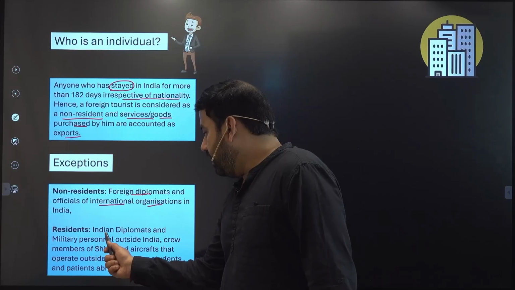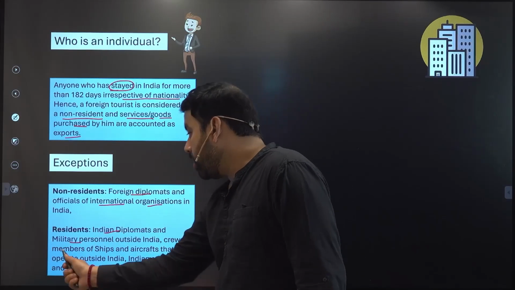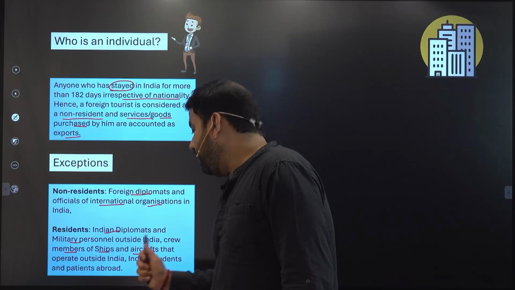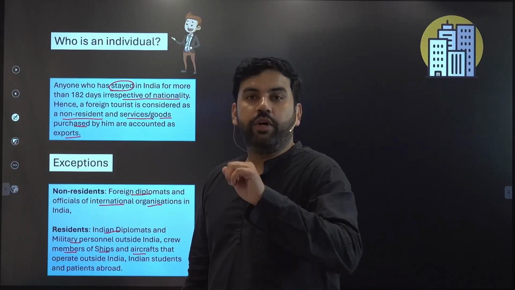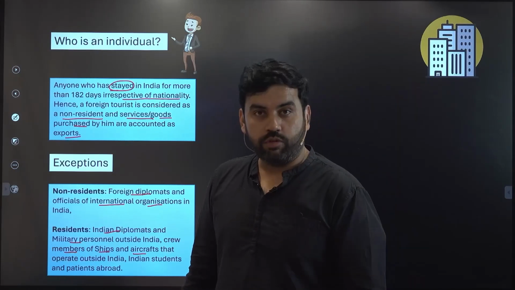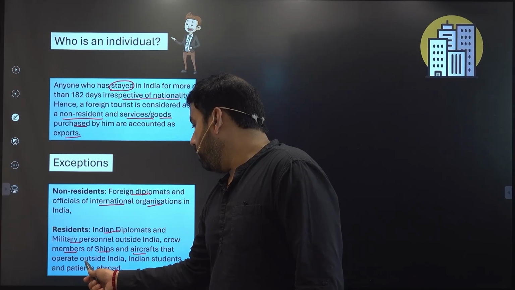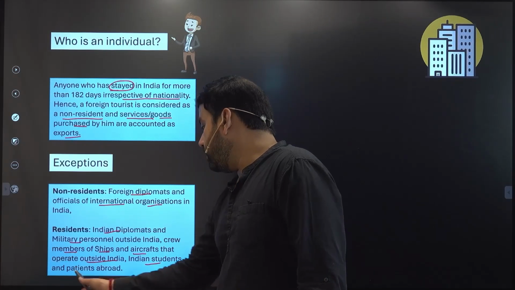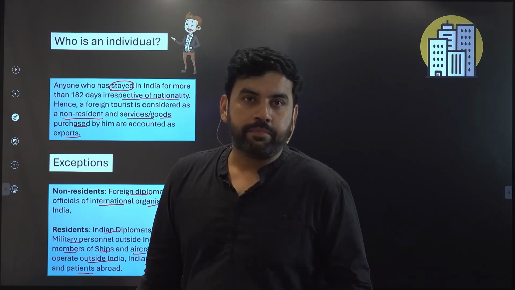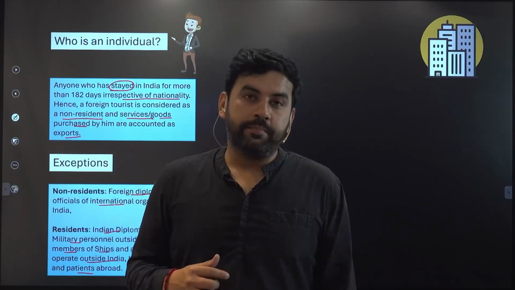Secondly, Indian diplomats who are outside, military personnel outside India, crew members of ships and aircraft. So Indigo Airlines, SpiceJet, who are working outside, in foreign offices, they are in the plane while traveling, right? They are operating outside India. Then Indian students and patients who are abroad for operations.